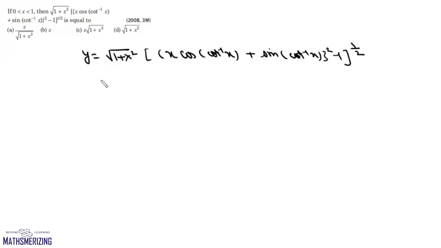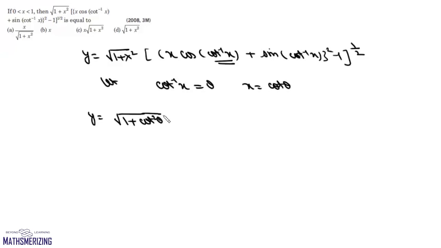Now what we'll do is, here we'll let cot inverse x as theta. So cot inverse x equals theta, so x equals cot theta. Now we'll replace x with cot theta. We can write y equals under root of 1 plus cot square theta, and it'll be cot theta into cos theta plus sine theta whole square minus 1 whole to the power 1 by 2. So we can write this as y equals, now 1 plus cot square theta is cosec square theta.